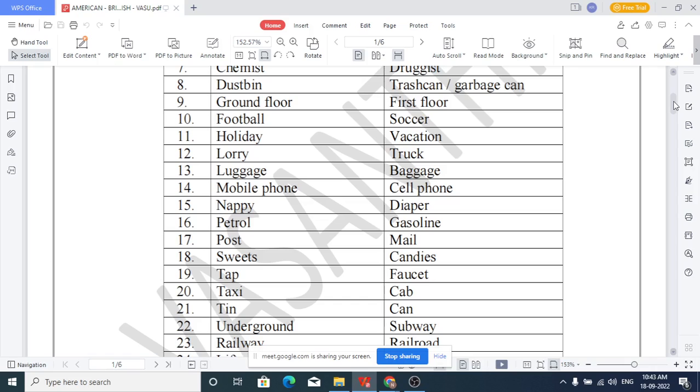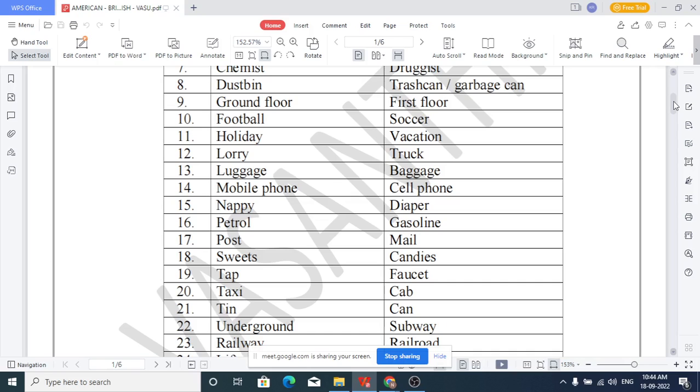Lorry is British English. Truck is American English. Luggage is British English, and baggage is American English. Mobile phone is British English, whereas American English is cell phone. Today we use the word cell phone in India more than mobile phone. Nappy is called diaper. Petrol is called gasoline in America. It's not called petrol, it's called gasoline.